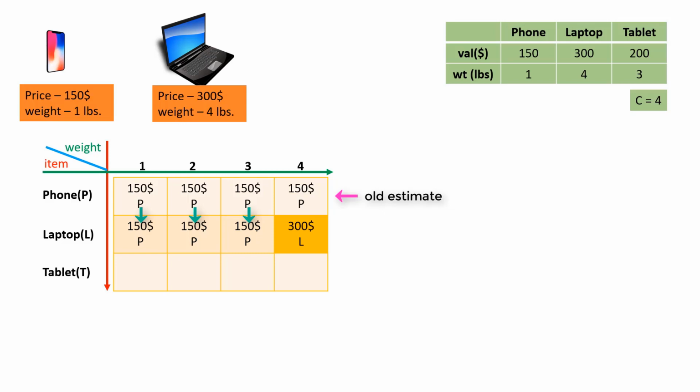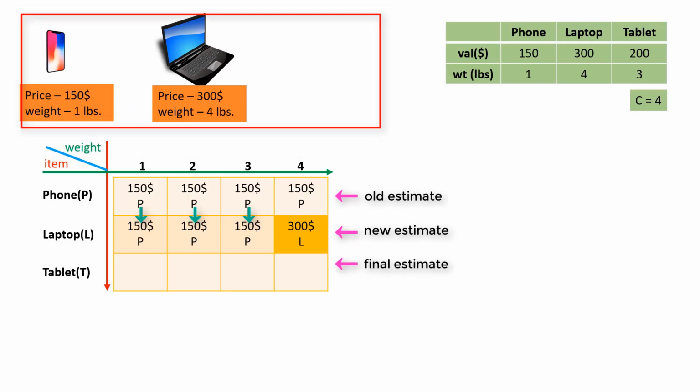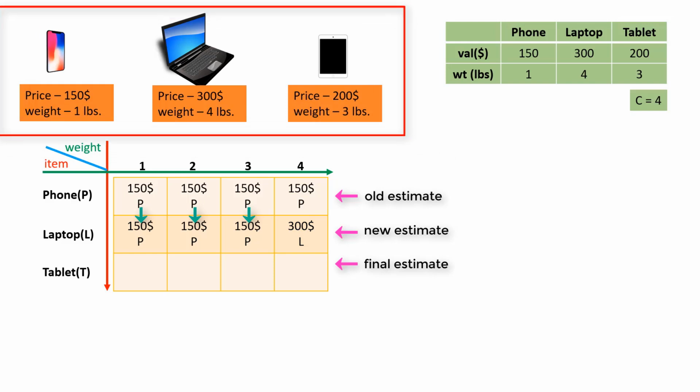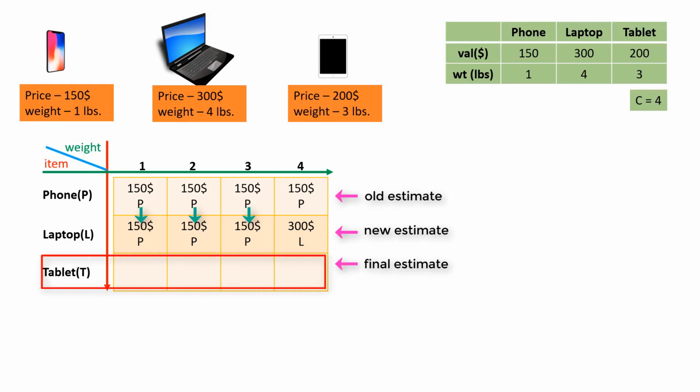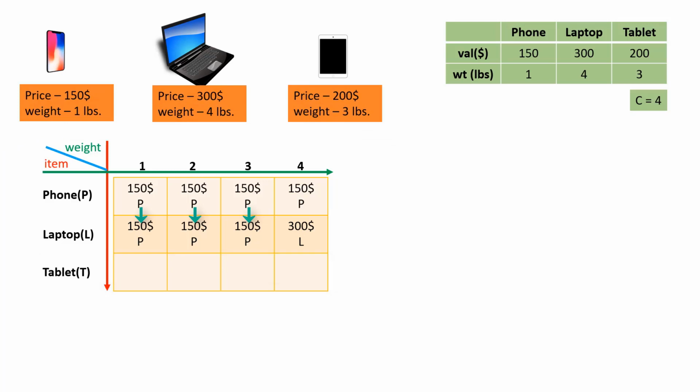Let's try to fill the next row. So in the next row we have the tablet. Let's introduce some more complexity in this. Now we have a third item with us, which is a tablet. So for the last row we can choose the item tablet or the items above it. So we have laptop and phone also.